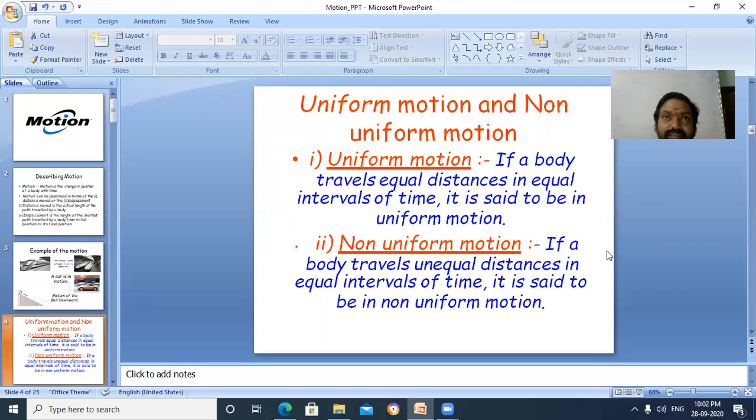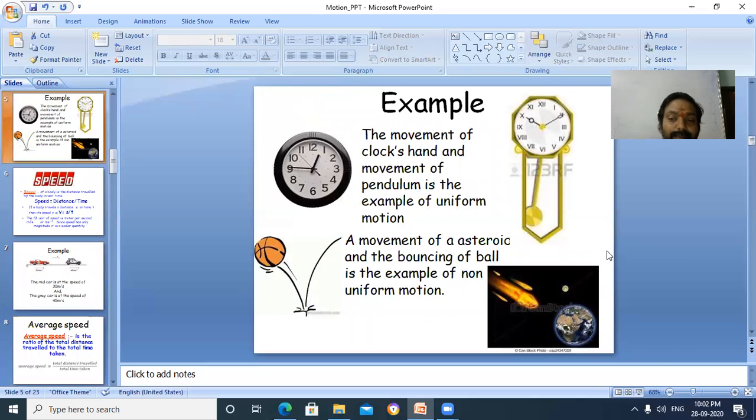On the other hand, if every 20 seconds it changes, for example initially it is 50 meters in the first 20 seconds, later it changes to 100 meters in the next 20 seconds, coming back to 40 in the next 20 seconds, that's how it is changing. Then we'd say it is not uniform, rather it is a non-uniform motion. Some examples of uniform motion: the movement of a clock's hand and the movement of a pendulum.